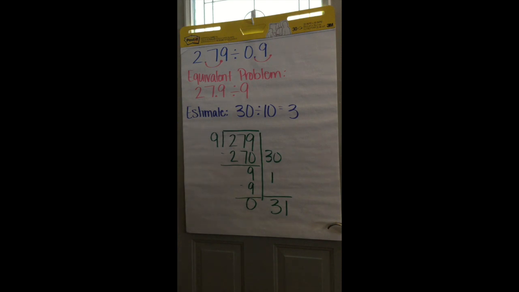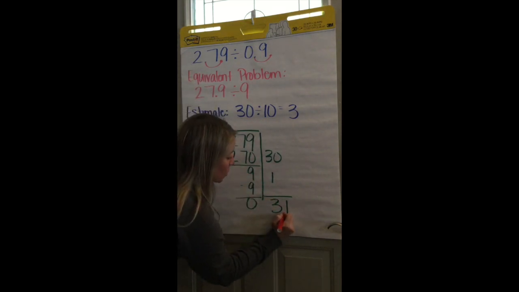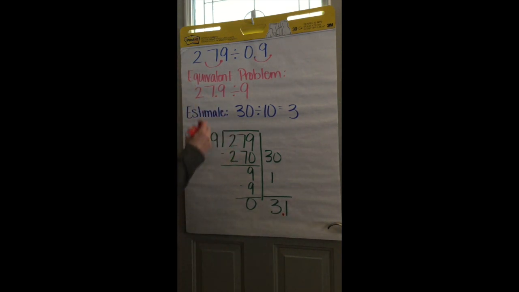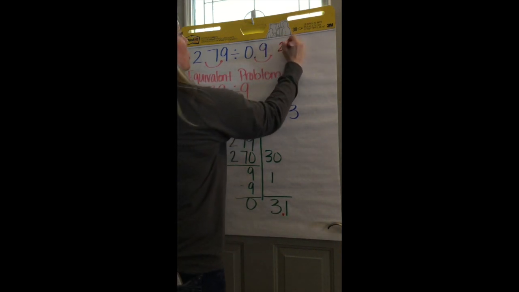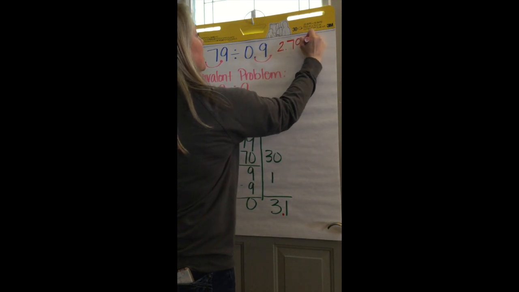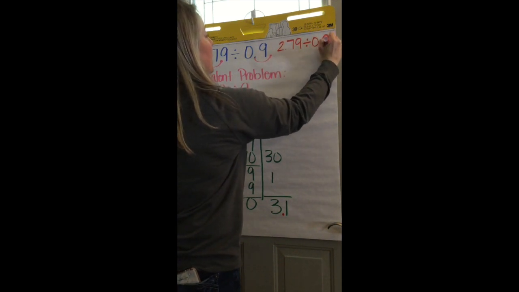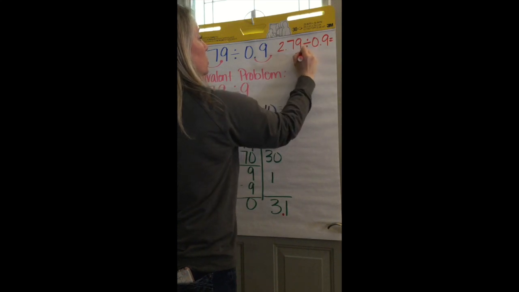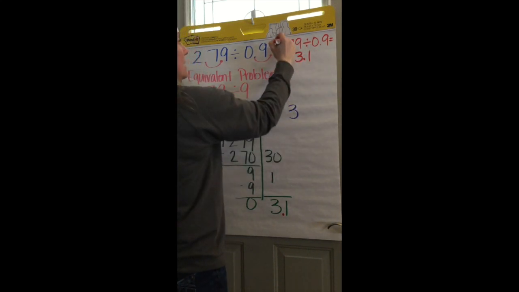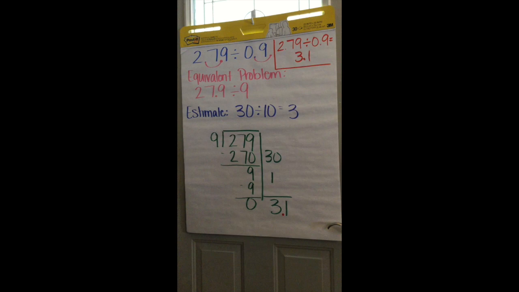Step number 4 says that we need to use the estimate to place a decimal in our answer. So since I have 31 and my estimate was 3, I know that that is going to put my decimal between the 3 and the 1. So my original problem of 2.79 divided by 0.9 equals 3.1. My final answer for this problem is 3.1.